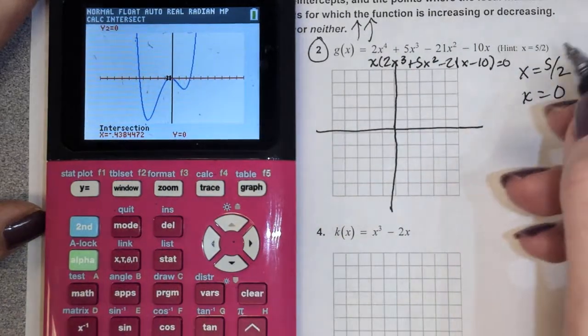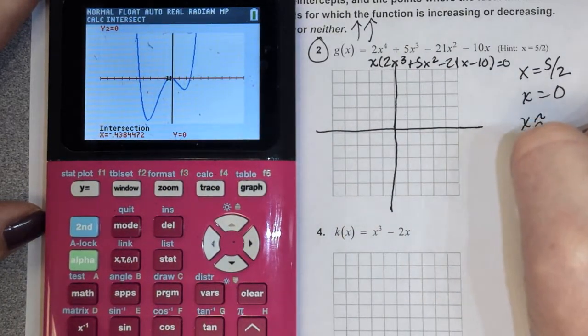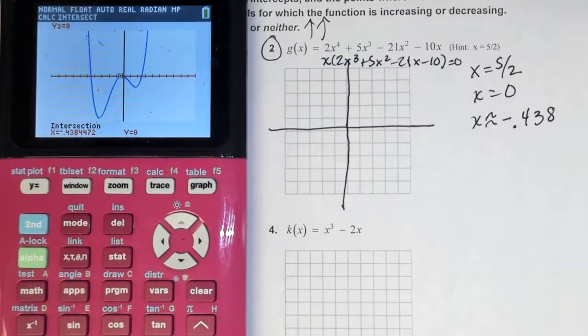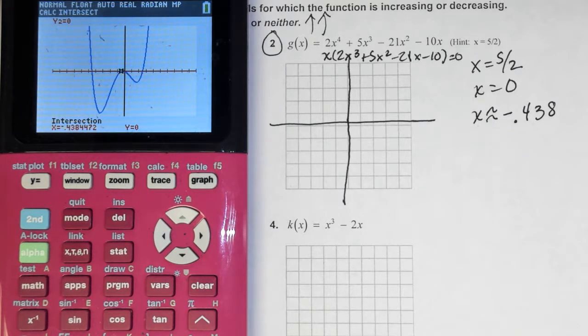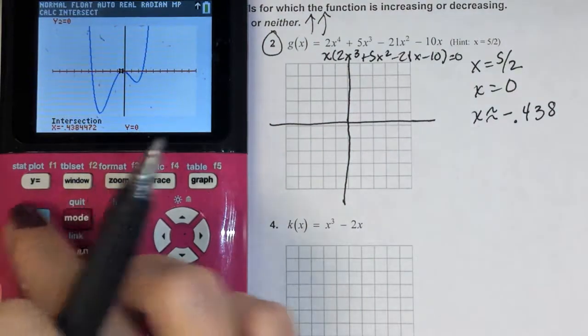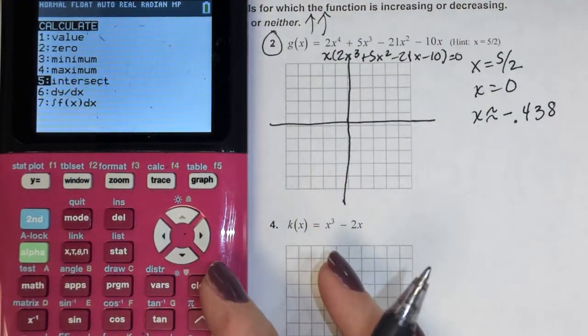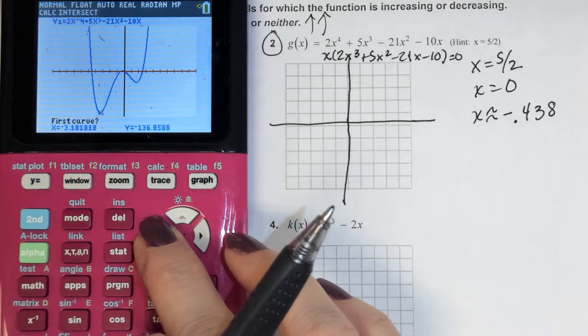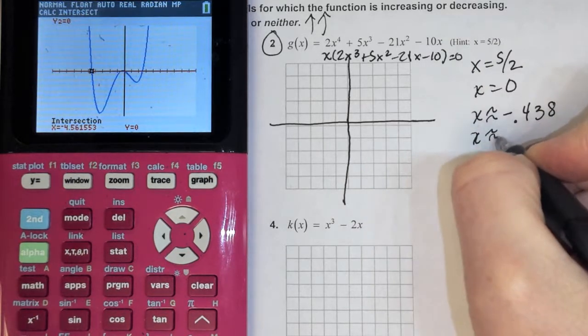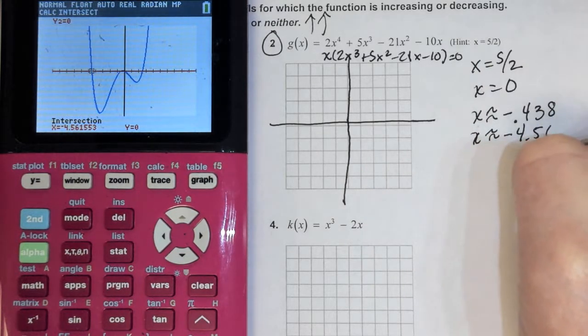And there's another 0 hiding over there at approximately negative 0.438. I want you to always go out 3 decimal places. Here's why. Our book usually goes out 2. When you take the AB calculus test or BC calculus test your senior year, every estimate is always rounded to 3 decimals. So you might as well get used to it. All right? Right here, here's another 0. We're going to get close to that. Enter, enter, enter. X is approximately negative 4.562.